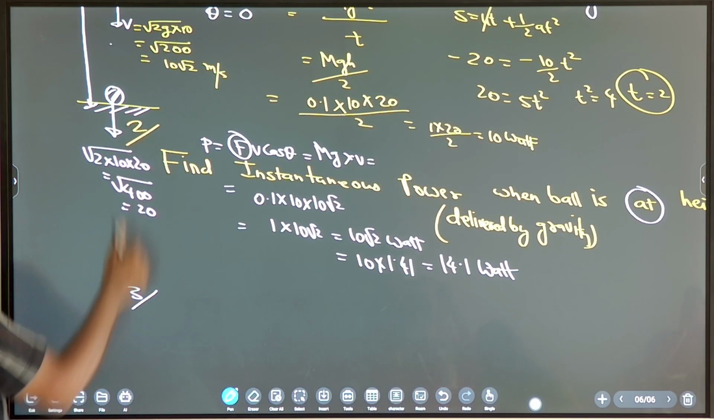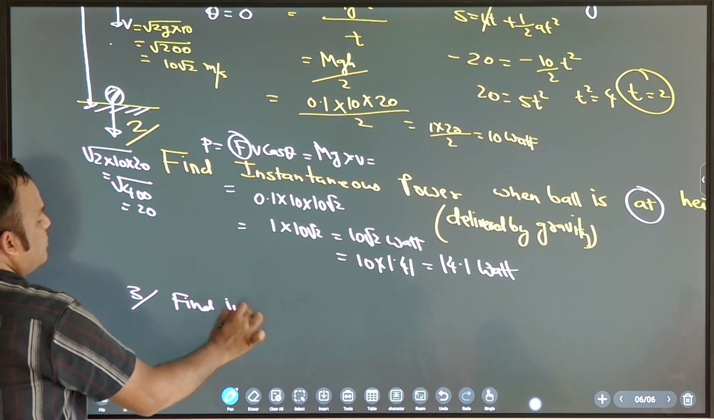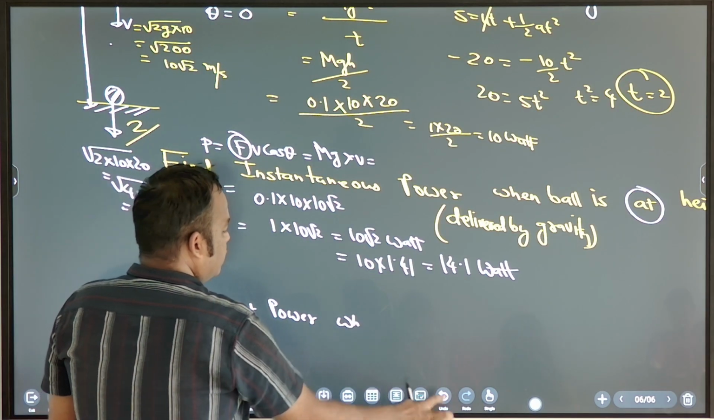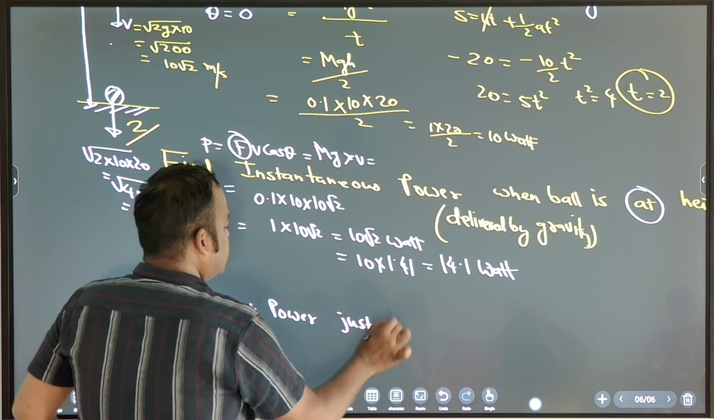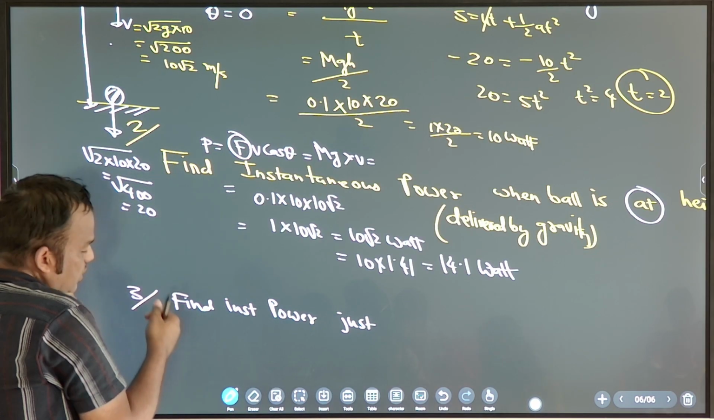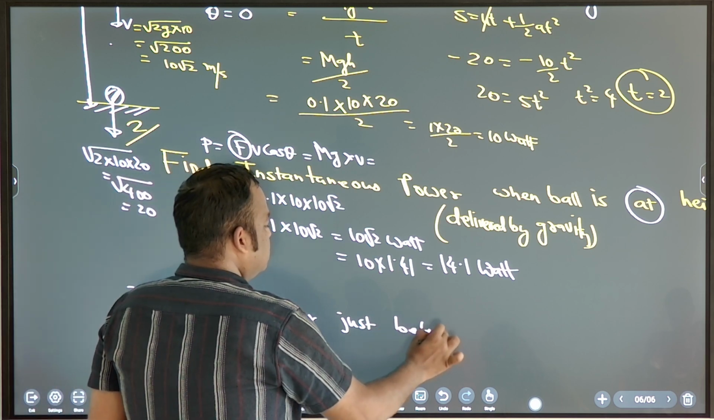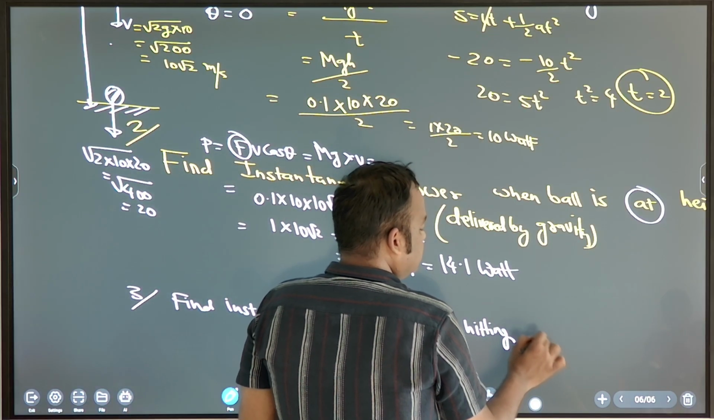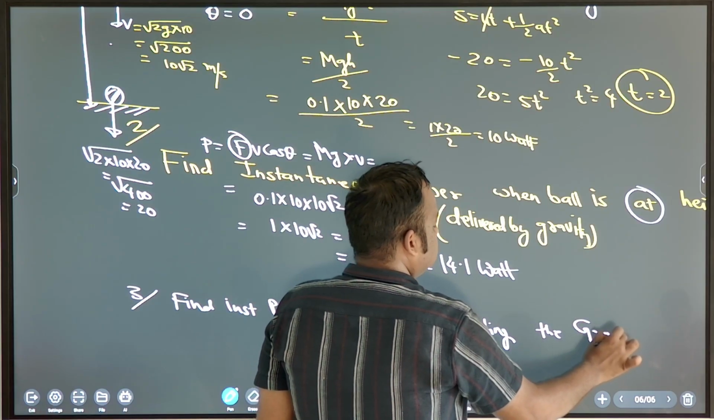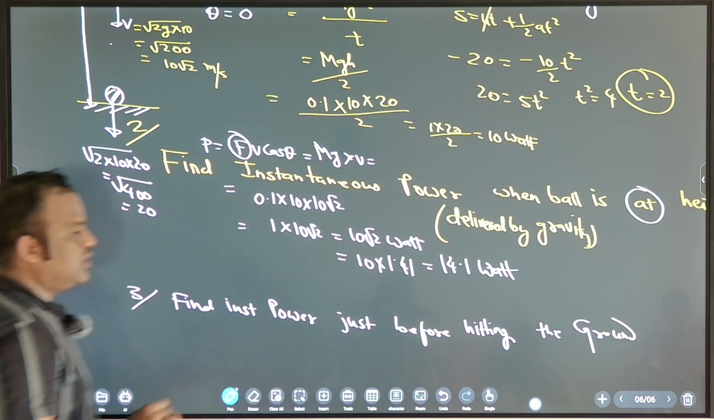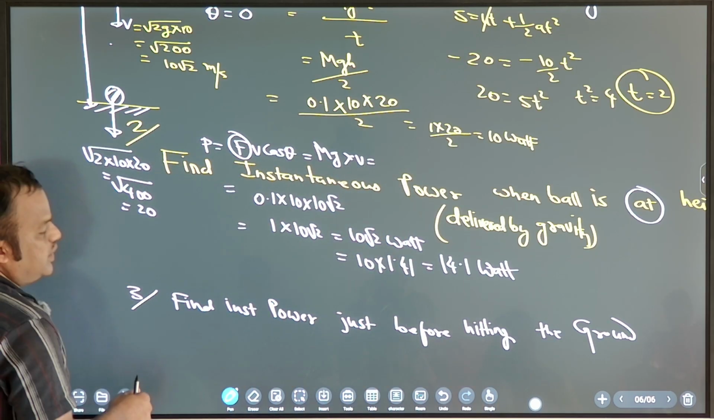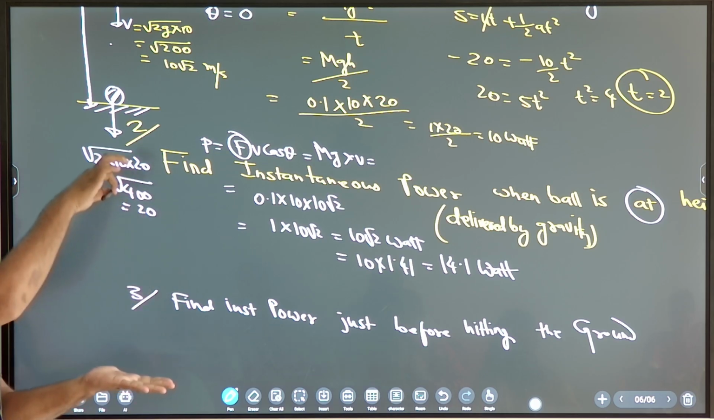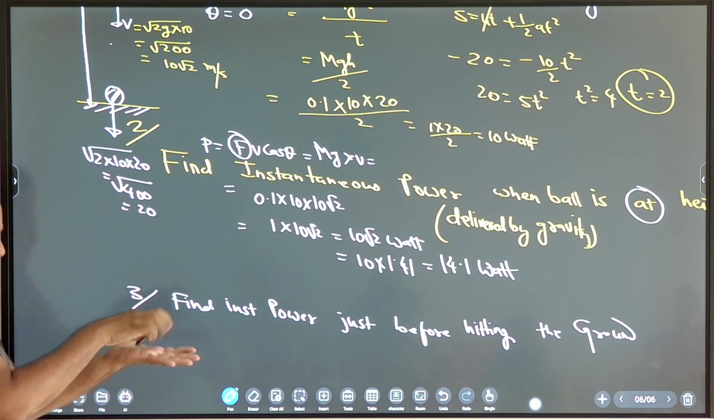Suppose third question I am asking. Find instantaneous power just before hitting the ground. Just before means like here. Just before it is touching the ground.